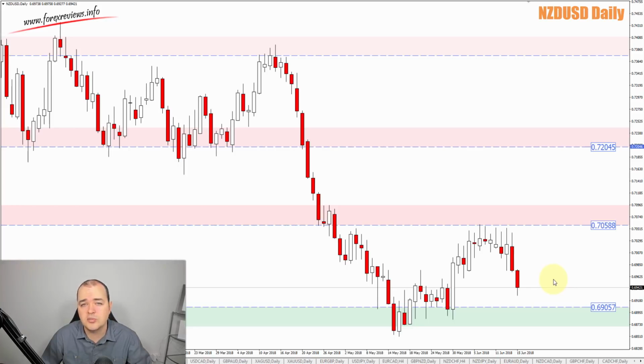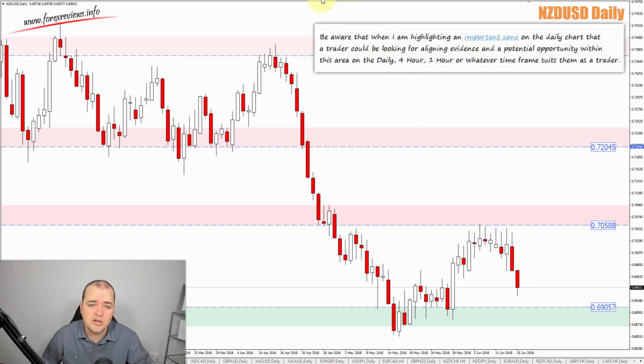Now, for all those people who are holding a sell position on this market, potentially this market may continue this week all the way down to the 69 zone area. And what I'd like to highlight is the 69 zone area is a great target area to the downside. And it's also an area to the downside where I'm just looking for bullish evidence in this area. And if I see bullish evidence in this area, then potentially looking for a move all the way back up to the 70.58 zone area to the upside.